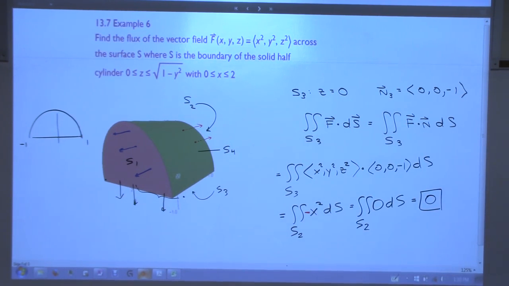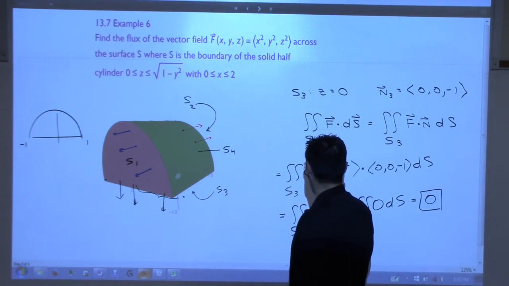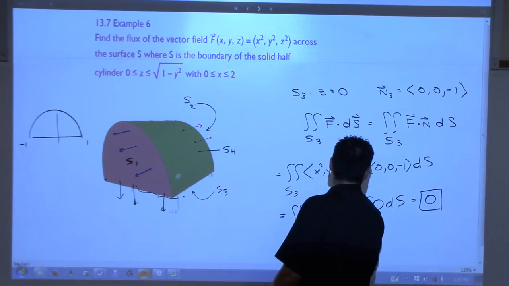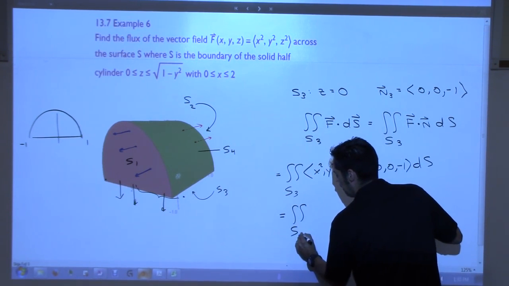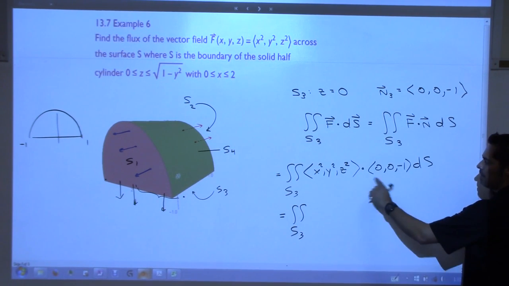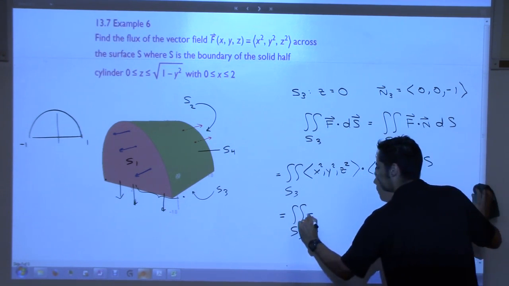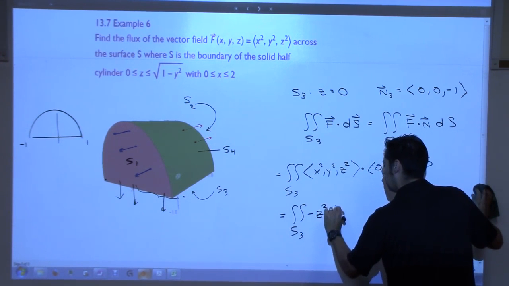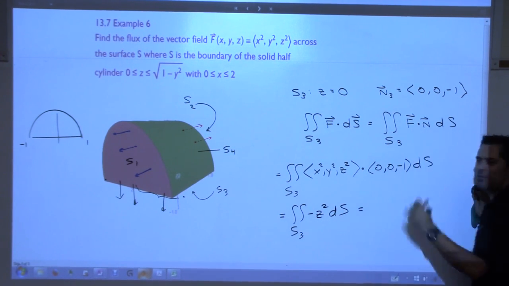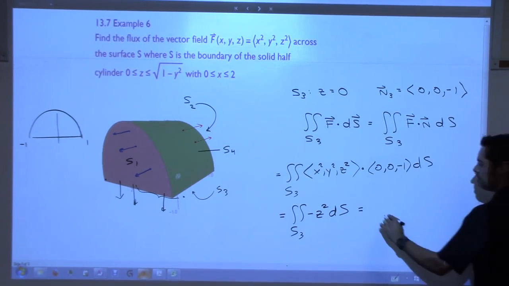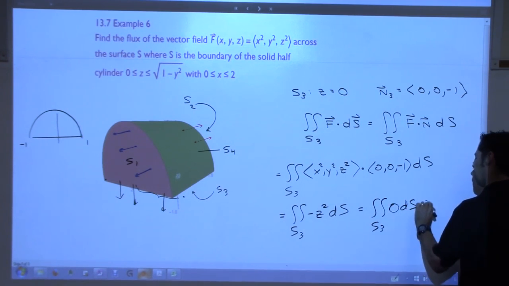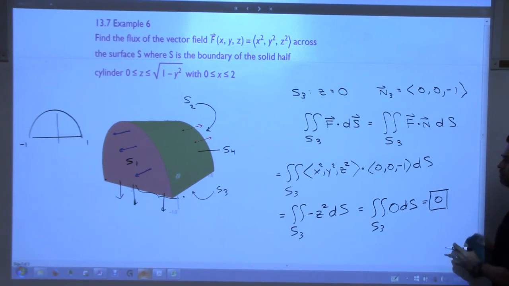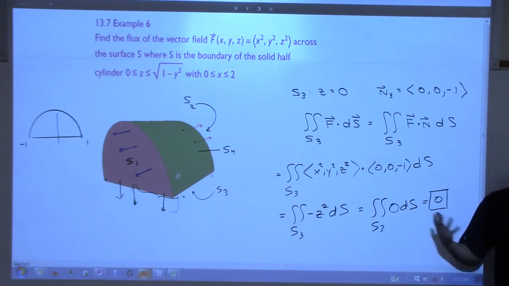All right, S3. So tell me about this dot product here. What do you get when you dot product that? You get negative z squared ds, and z is 0. So this is going to zero out again. So we have no contribution to the flux through the bottom of the surface.